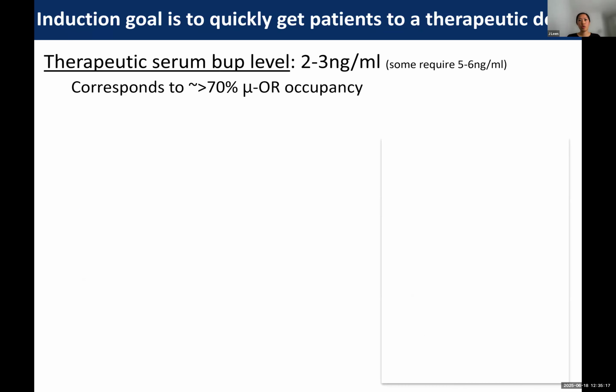So the goal is to get patients to a therapeutic dose. We know from the literature that all the studies studied buprenorphine at doses greater than 16 milligrams, and that translates to a serum buprenorphine level of 2 to 3 nanograms per mil. We know that some patients, particularly fentanyl users, may require an even higher average concentration of 5 to 6 nanograms per mil, but 2 to 3 nanograms per mil minimum is what we're targeting. And that seems to correspond to 70% occupancy of receptor.